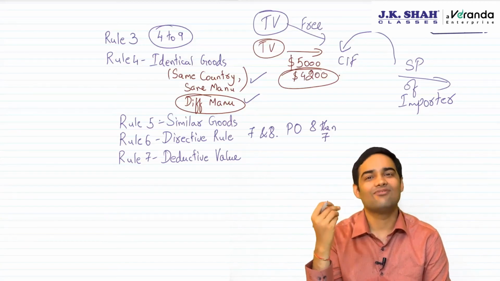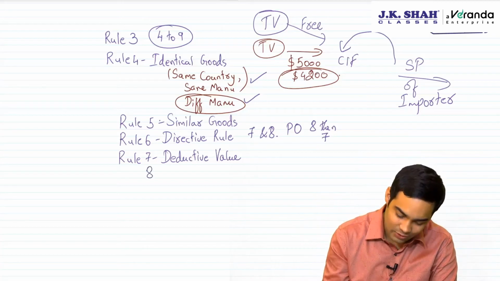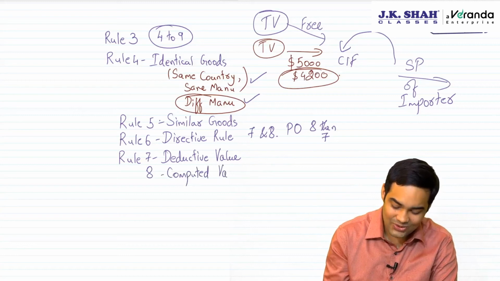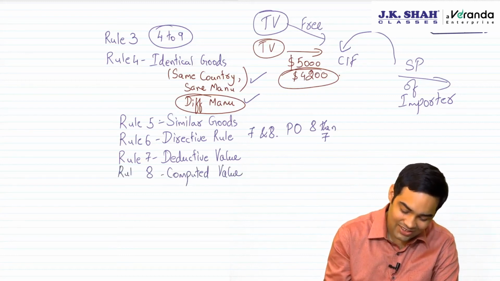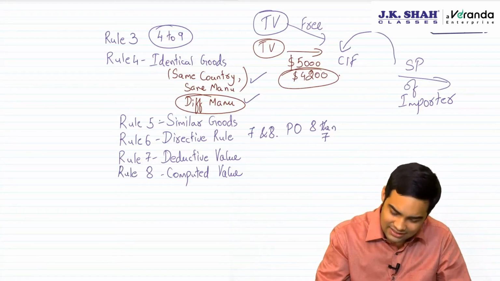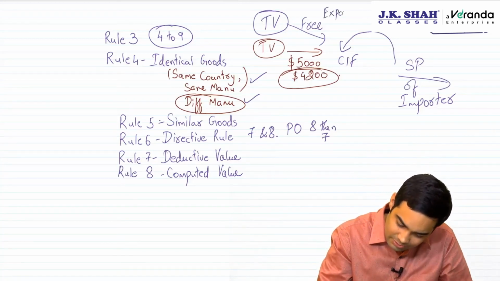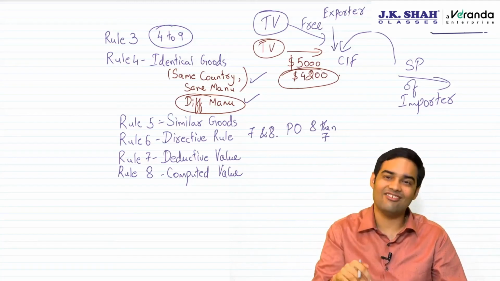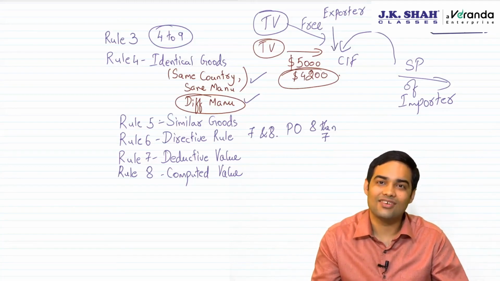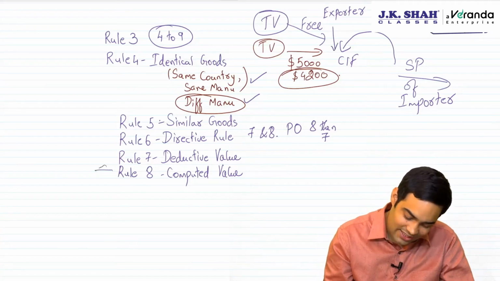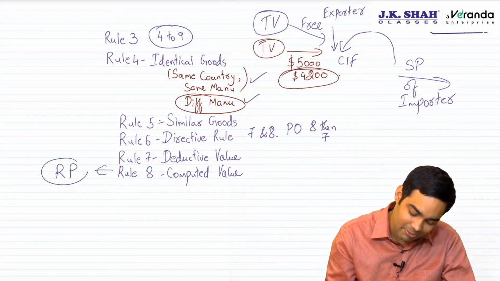And then if this is also not possible, then go by rule 8, computed value. This is cost plus computed value. What is computed value? Computed value is from the exporter's premises until you reach CIF: the exporter's cost, exporter's profit, freight, and insurance; you will arrive at everything and come to CIF. Sir, how will we get all this information? That's why rule 8 is normally used between related parties.